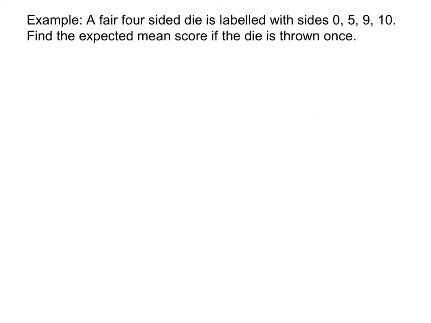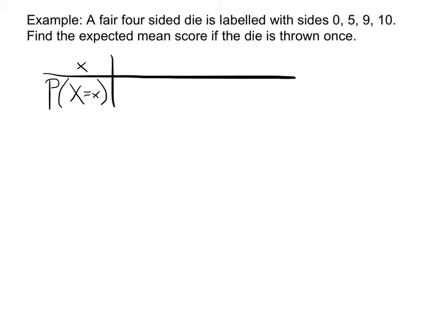So a fair four-sided die is labeled with sides 0, 5, 9, and 10. I want us to find the expected mean score if the die is thrown once. And I'm going to throw one other thing in here. I want to make sure that you remember how to write down a probability distribution. So pause the video for a second. Make sure that you know how to write down the probability distribution for this thing. After that, check and make sure you got that right. And then compute this mean expected score using the same procedure we did on the last one.